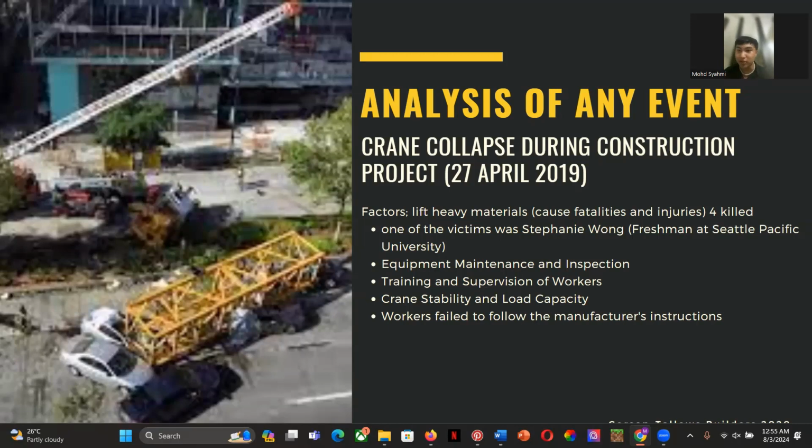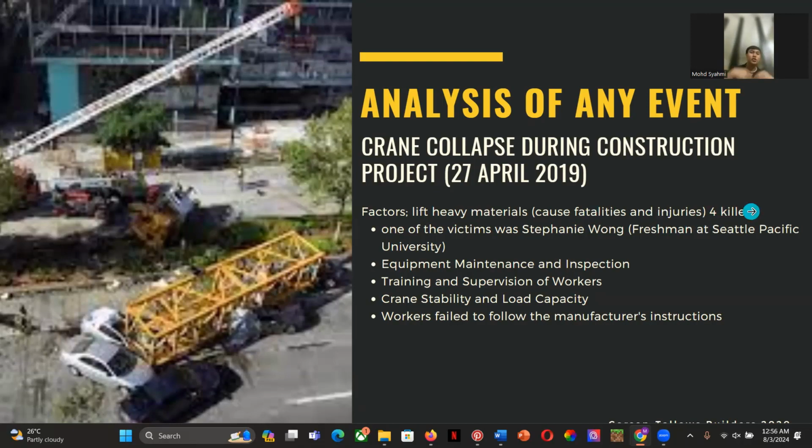Next is training: lack of training of employees and supervision of workers. It's also the same as inspection, as there was no site safety supervisor supervising during the crane collapse. Third is crane stability and load capacity, which like I said just now, the crane lifted overloaded materials, which caused the crane to collapse during the construction project. Last but not least, the workers failed to follow the safe work procedure, like the manufacturer's instructions. Any employer or employees should follow the safe work procedure so that upcoming accidents can be avoided. Thank you, that's it for my part.